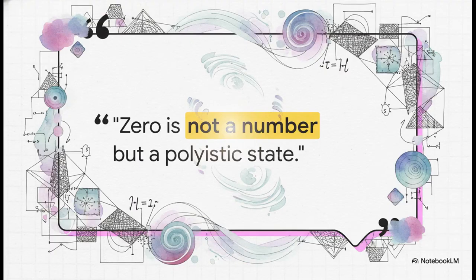Okay, so this one sentence is the core of everything we're going to talk about. It sounds a little out there, right? 0 is not a number, but a polyistic state. What does that even mean? Well, think of it like this. 0 isn't just nothing. It's a placeholder that's actually holding multiple possibilities at once. It's a bit philosophical, yeah, but this single idea is the key. It opens up a whole new kind of quantum-like way of looking at problems. It's the foundation for this entire revolution.